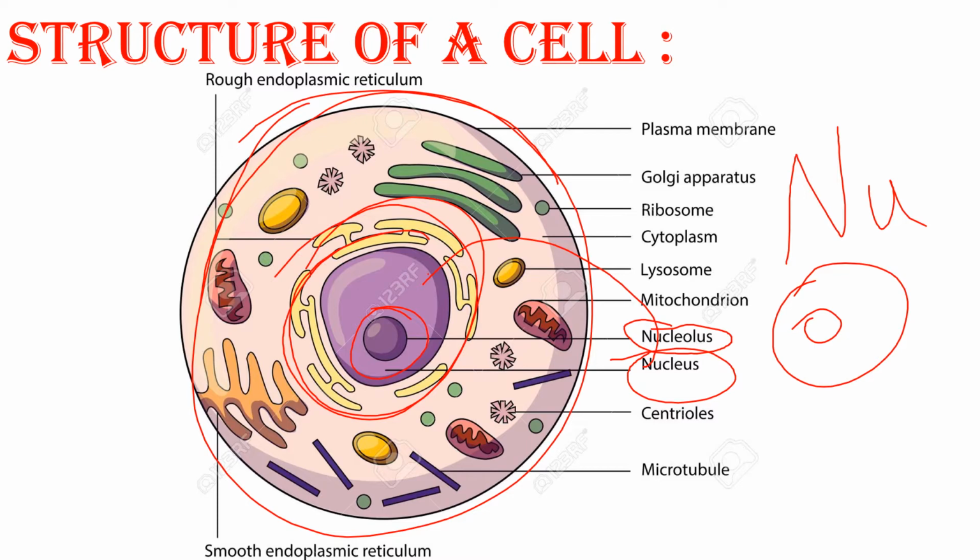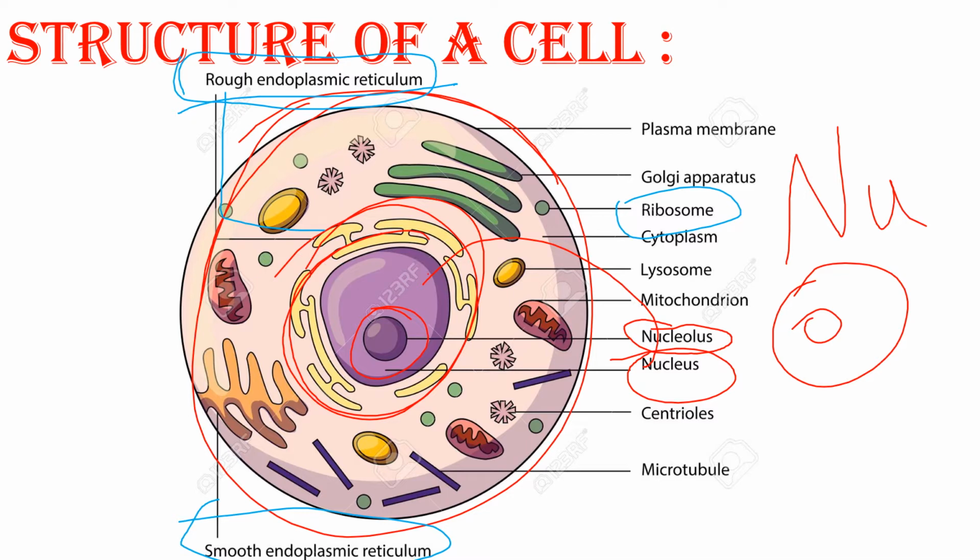This is rough endoplasmic reticulum. The rough endoplasmic reticulum and smooth endoplasmic reticulum produce proteins for the rest of the cell to function. It has ribosomes on it, which are small round organelles whose function is to make those proteins.